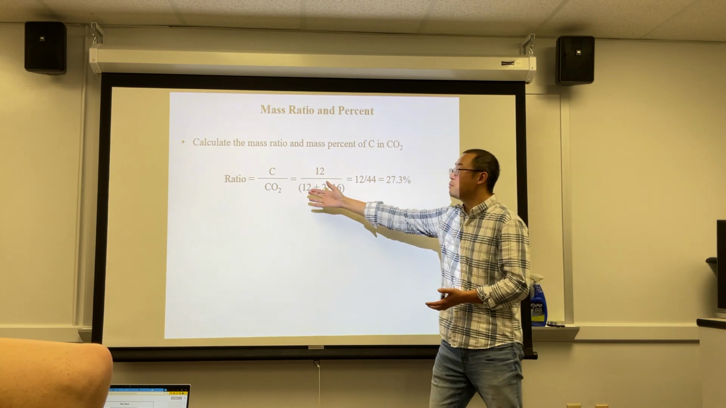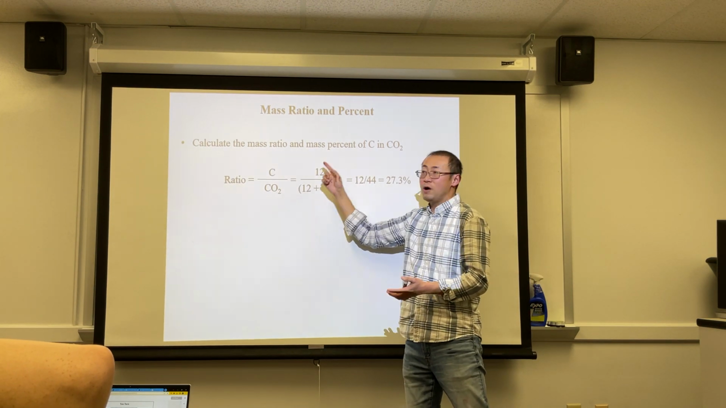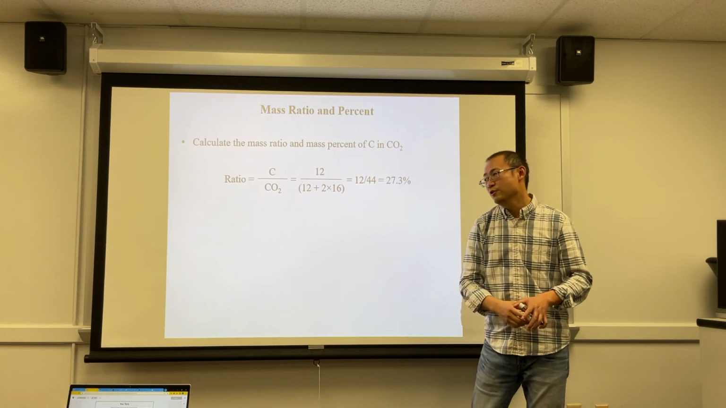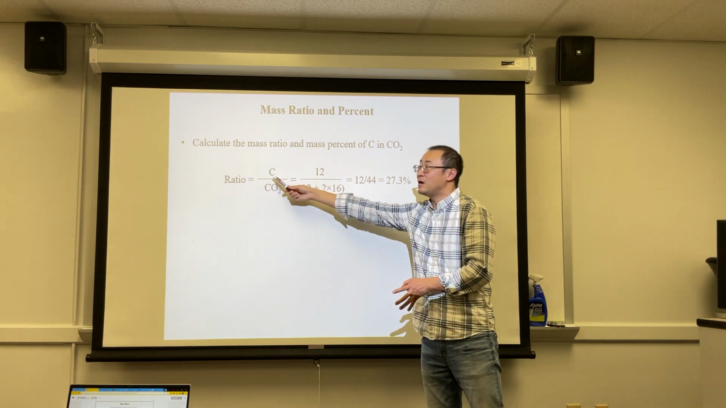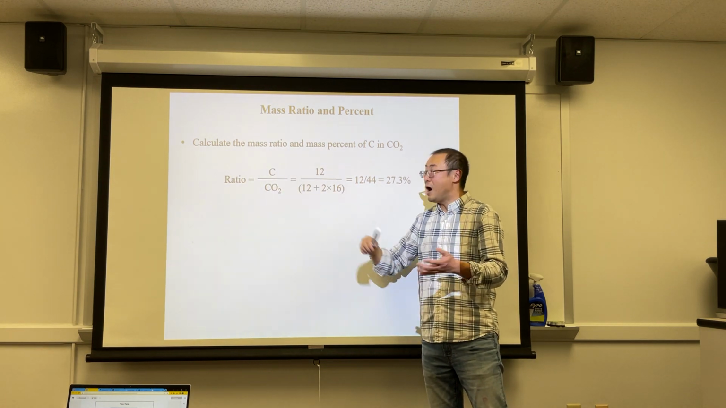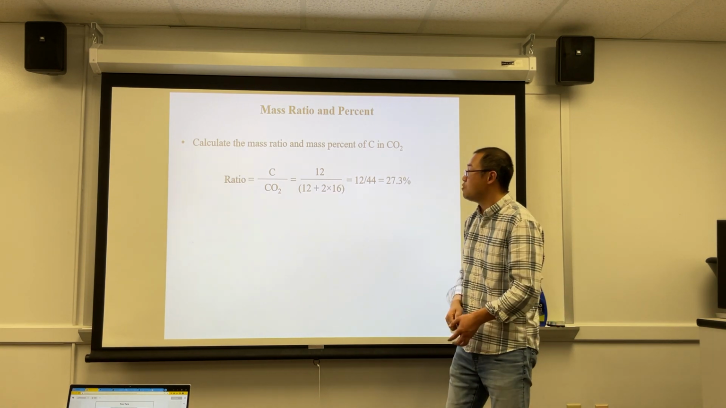Again, if we're talking about formula mass, then this is 44, no unit. Then this has to be atomic mass, also no unit. But out of 44, whatever units you're using, 12 is carbon. Why? Because they're determined by the formula. CO2 is one carbon, two oxygen.